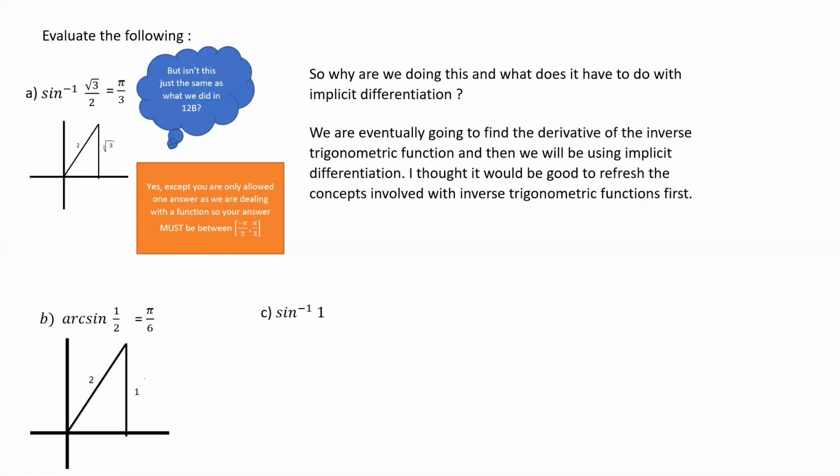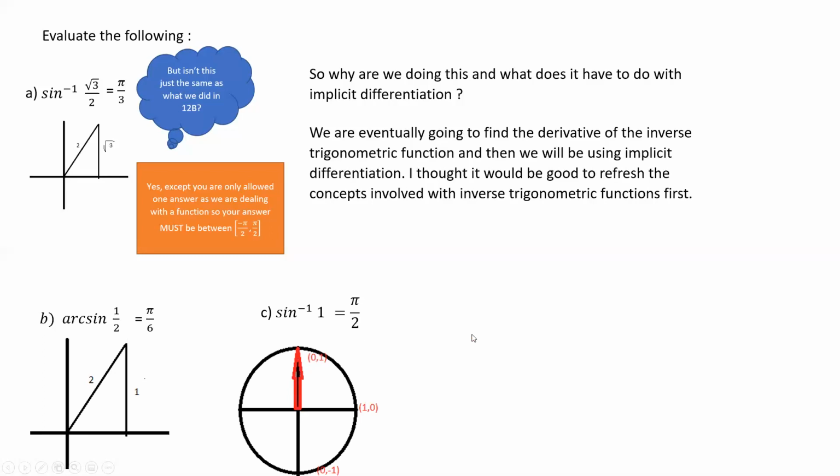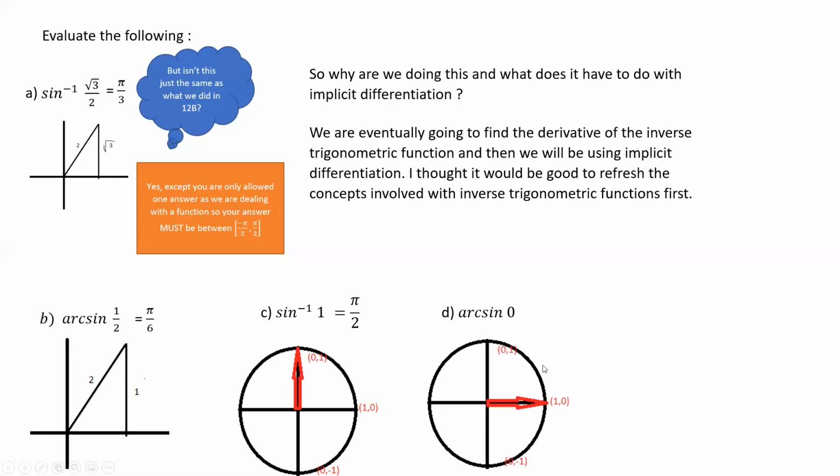Inverse sine of 1. What angle has a sine of 1? You're going to draw the circle for that, and you're looking for where on the circle y equals 1. Y equals 1 when your angle is at 90 degrees, which is the same as pi over 2. Arc sine of 0. What angle produces a sine of 0? In other words, where on the unit circle does y equal 0? It's 0 degrees, or 0 radians.